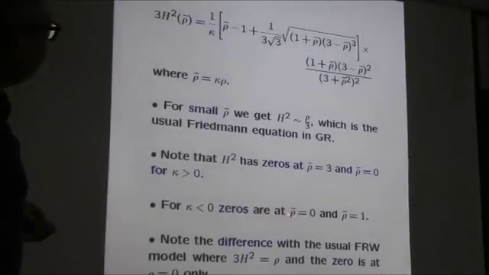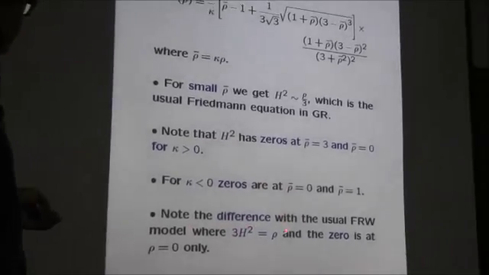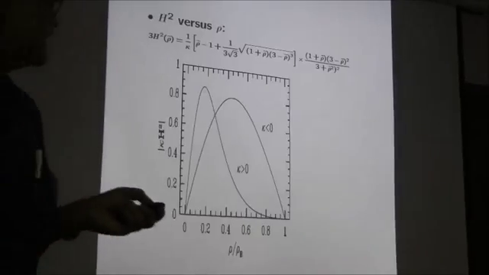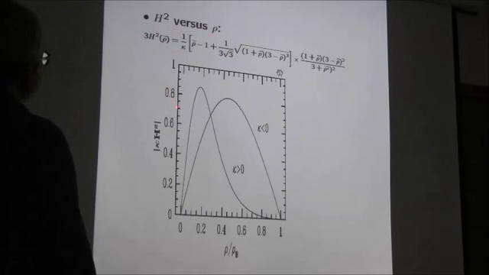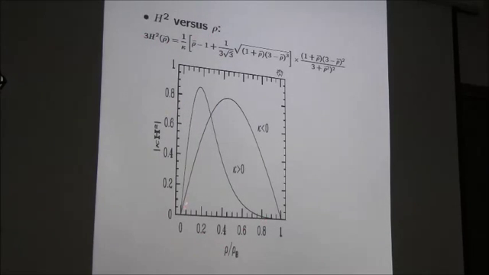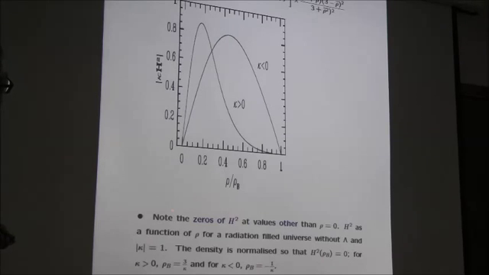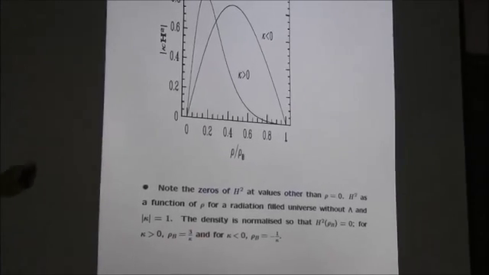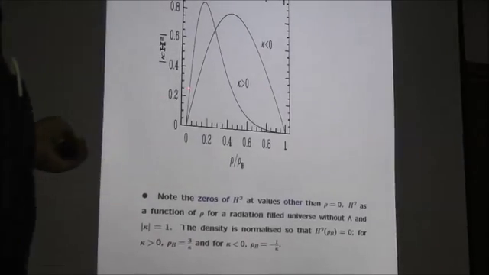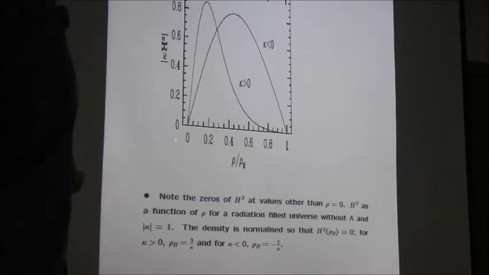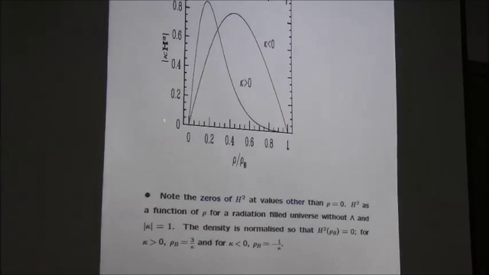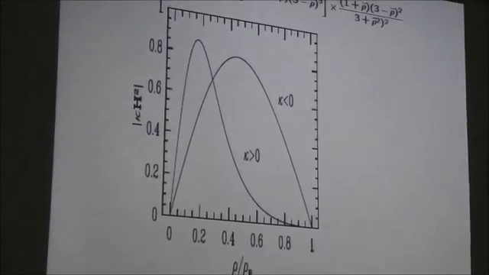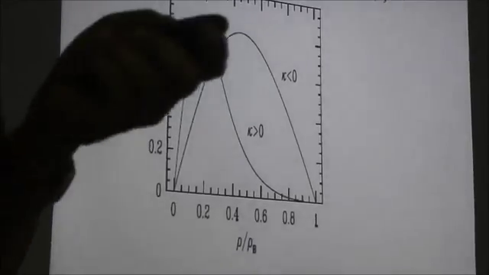For kappa less than 0, the zeros are different, and note the difference with the usual FRW model where 3H squared is equal to rho and the zero is at rho equal to 0. So that's a picture, H squared versus rho. You plot it and you find that there are two zeros. Here you find that they are at the same point. They are not at the same point because rho bar is defined in a different manner for the two curves. So they are at different points, but the plot is such that you have made them coincide. But the main point is that there are two zeros for H squared as a function of rho, unlike the usual Friedmann equation where there is only one zero for H squared as a function of rho.